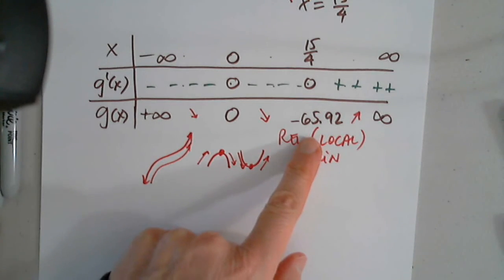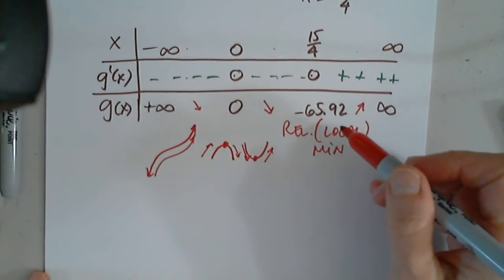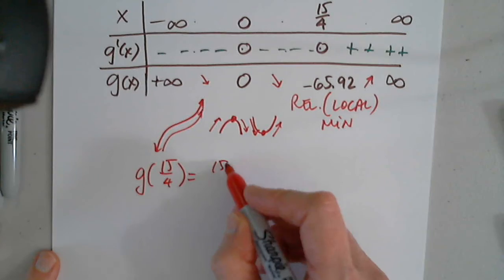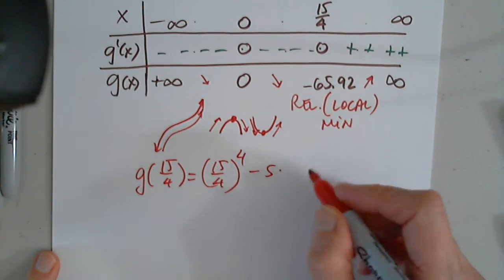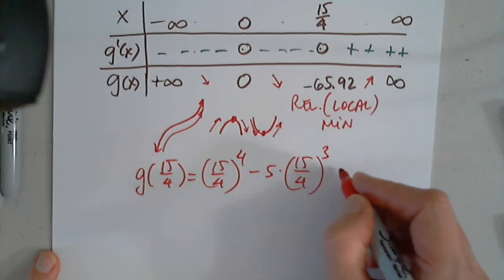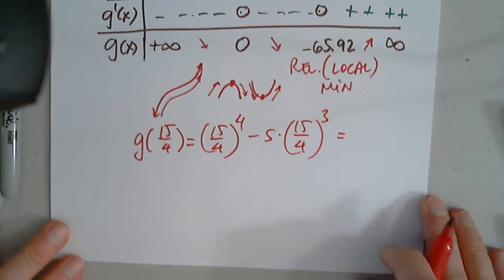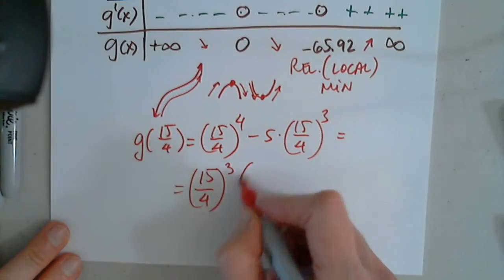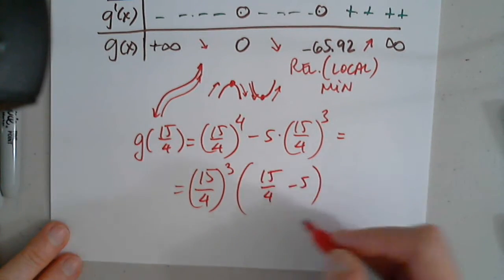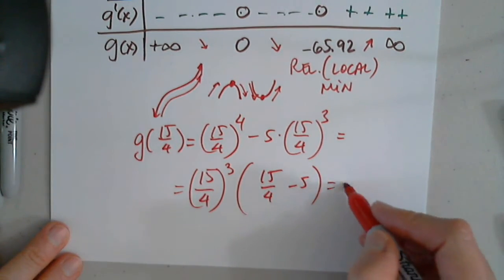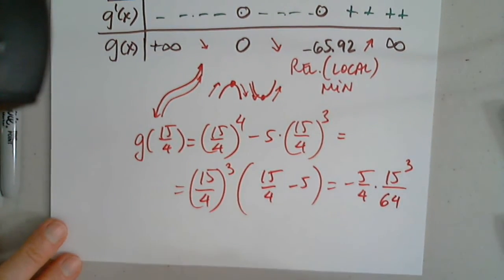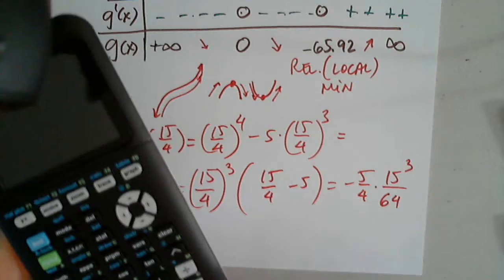The answer may not be accepted as a decimal. So I may have to determine g of 15 over 4 as 15 over 4 to the 4th power minus 5 times 15 over 4 to the 3rd power, and not be able to use the calculator. I don't know how MyLab Math will accept it. So I'm going to do this. Then I have 15 over 4 minus 5, and this is negative 20. So this is negative 5 over 4 times 15 to the 3rd over 64. I'm going to use the calculator on this one.